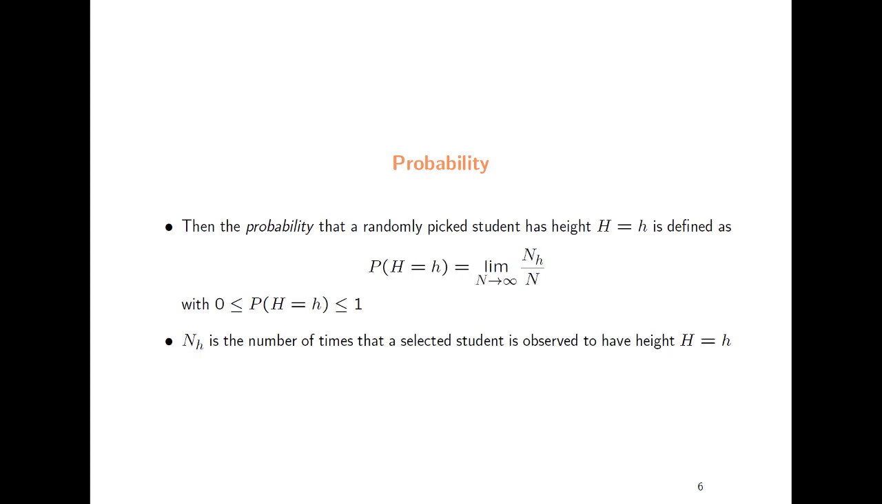So if 10 out of 100 would have size tiny, then n_tiny over n would be 1/10. And by this definition, the probability is automatically greater or equal to 0 and smaller or equal to 1, because n is the maximum number of times an h could be observed. So N_h is the number of times that a selected student is observed to have height capital H equals small h.